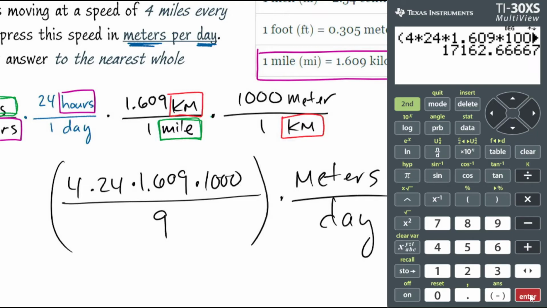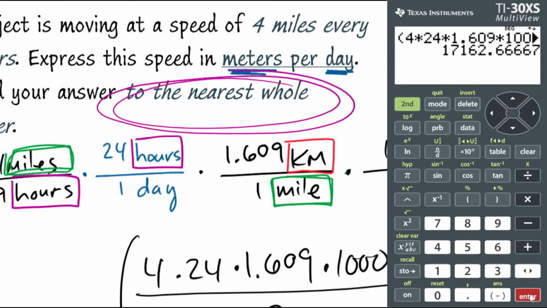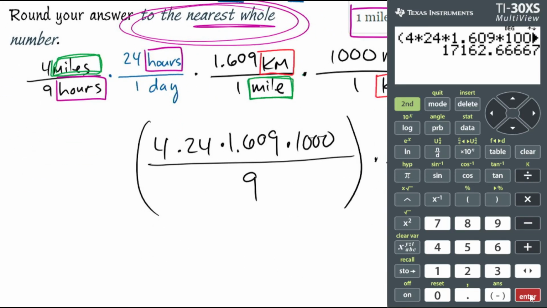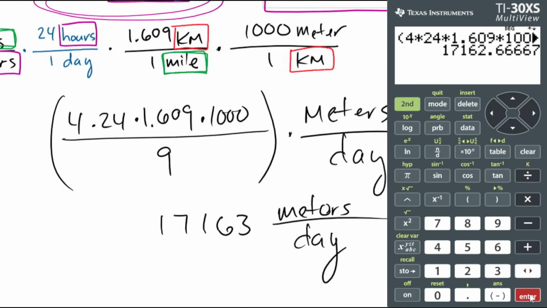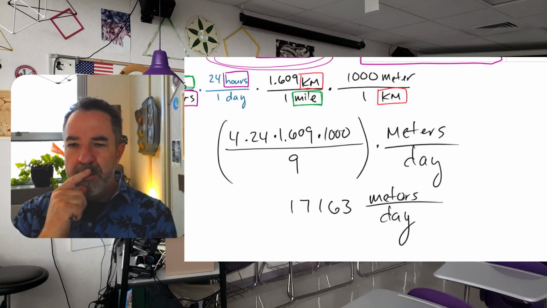I do notice that the problem says to round your answer to the nearest whole number. If this is what I'm looking at on my calculator, the nearest whole number would be 17,163. I'm rounding up, 63 meters per every single day. There we go. 17,163 meters per day.